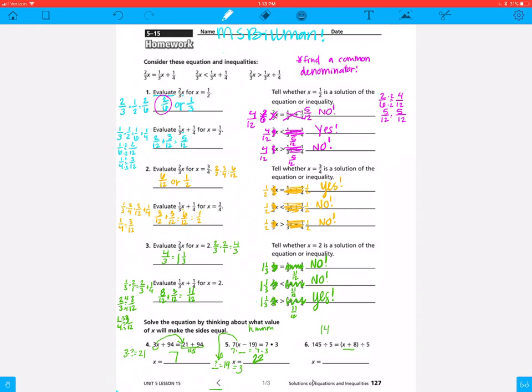In this case, I will be trying to figure out 145 divided by 5, and this has x plus 8 divided by 5. So I need something that can be 145 minus 8 to get this answer, and it's 137.